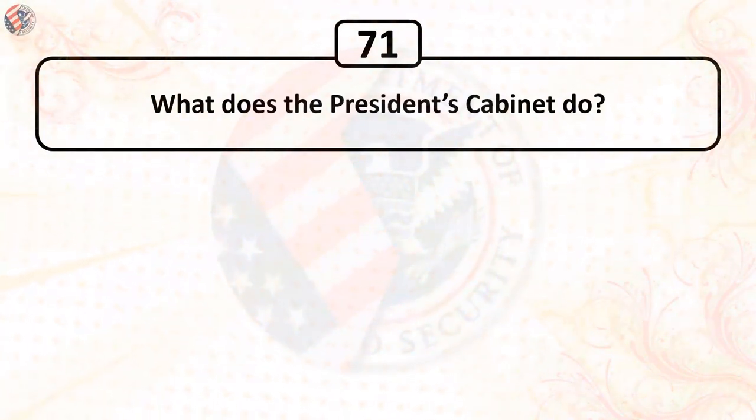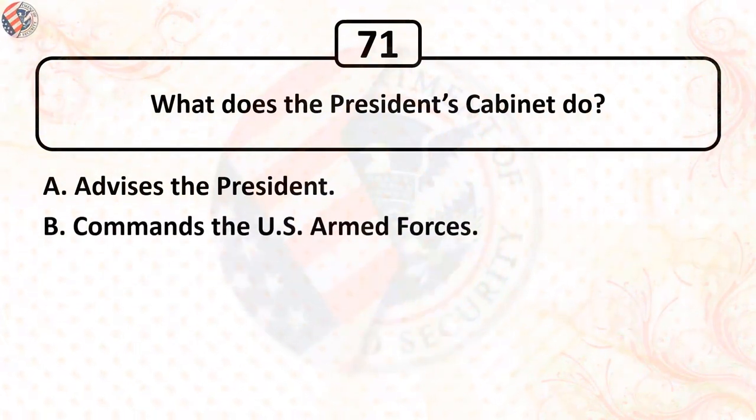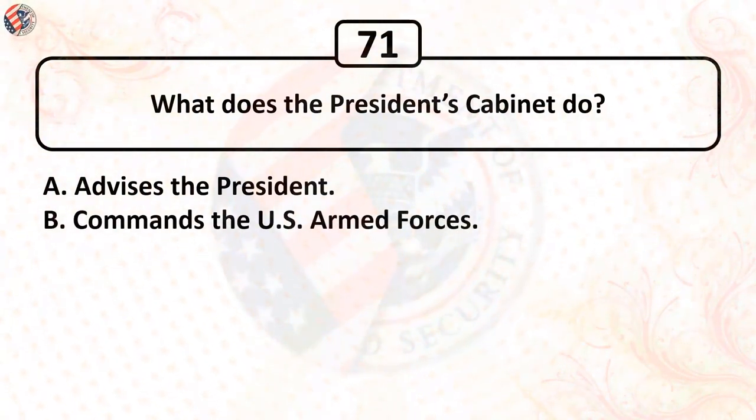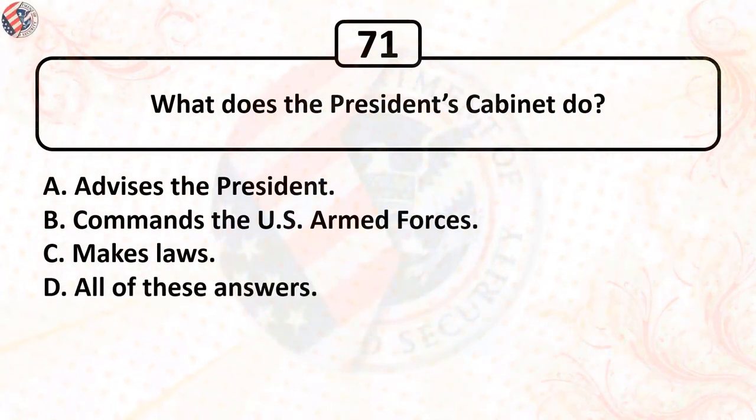What does the President's Cabinet do? A. Advises the President. B. Commands the U.S. Armed Forces. C. Makes laws. D. All of these answers.